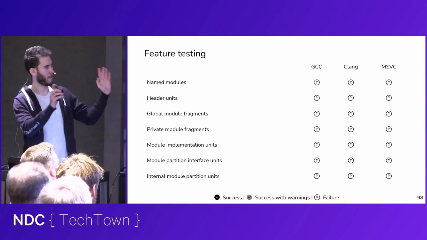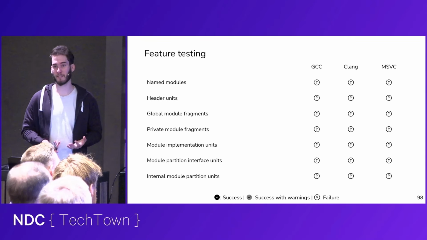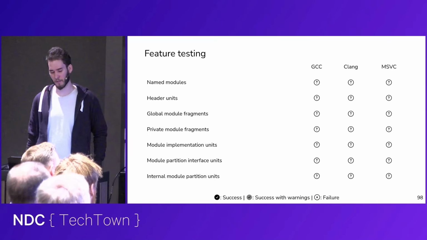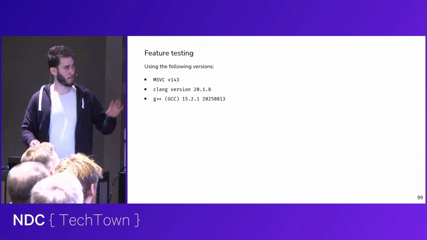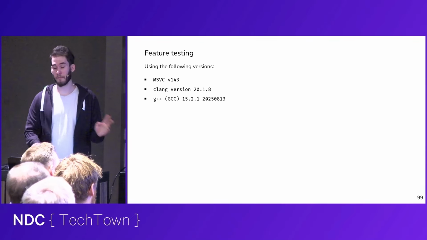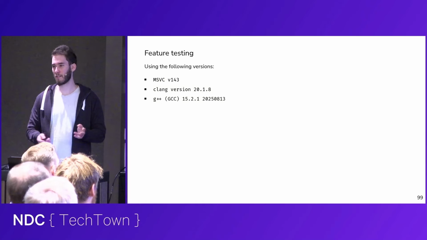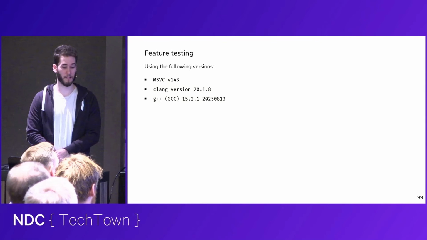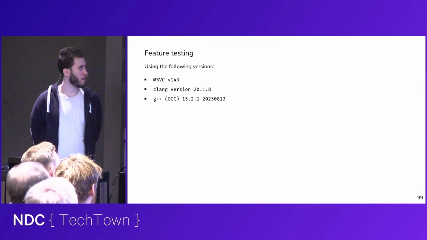So I defined a few features that I wanted to test and just do some feature testing to see, like, can I utilize these features or not? Just to have a note, I didn't go and build any compilers from trunk or anything like this. I just got the latest ones from Fedora, which are readily accessible for any C++ developer. So that's Clang version 20, GCC version 15, and MSVC, whatever that number means.